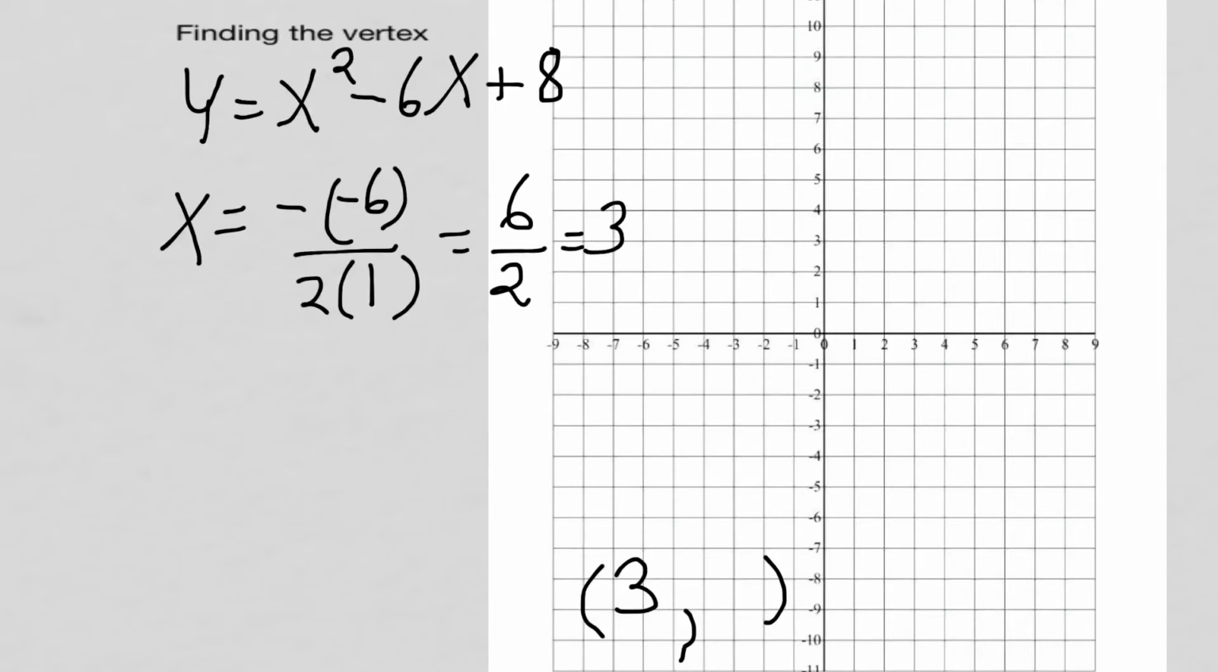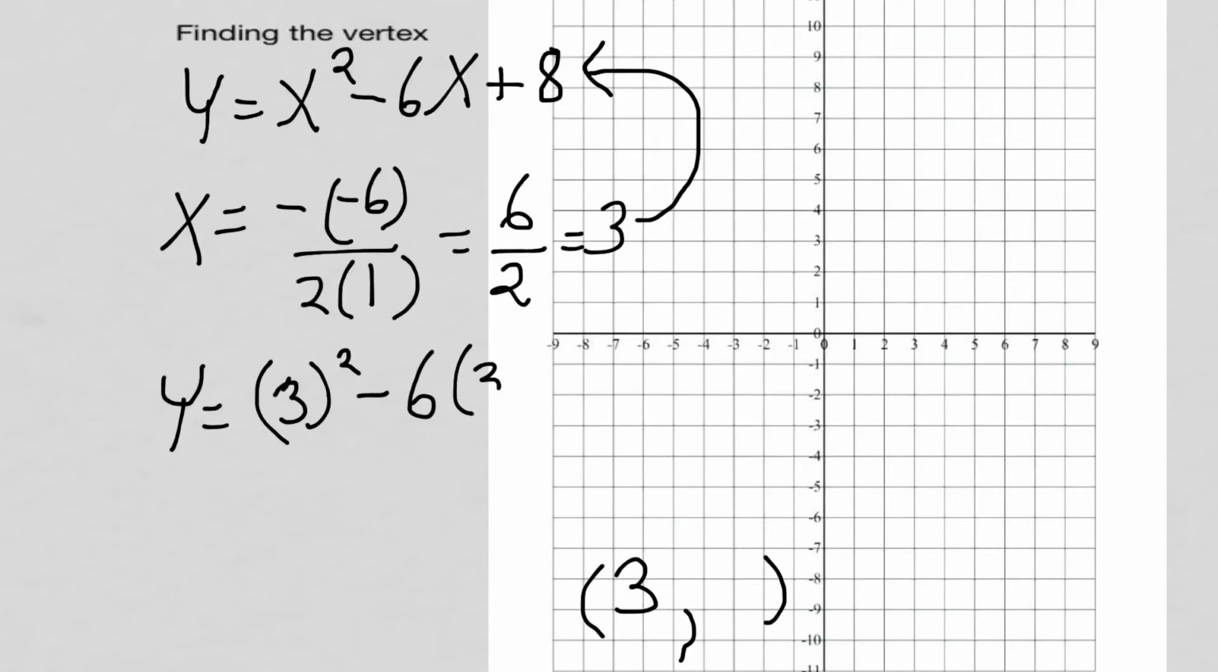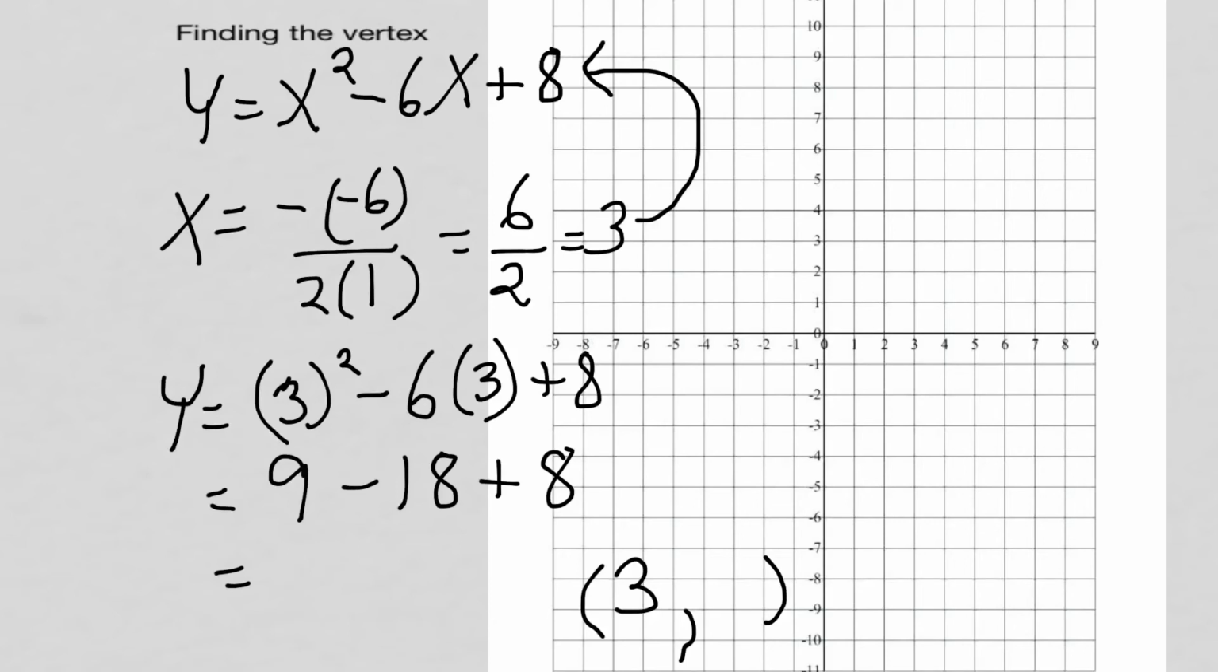Now I'm going to solve for y. Y equals, and if you remember from the previous video, all I do now that I know x is go up and insert it into the y equals x squared minus 6x plus 8. So I'm going to have 3 squared minus 6 times 3 plus 8. 3 squared is 9. Minus 6 times 3 is minus 18 plus 8. 9 minus 18 is going to give us negative 9. Negative 9 plus 8 is going to give us negative 1. We've solved for our y.